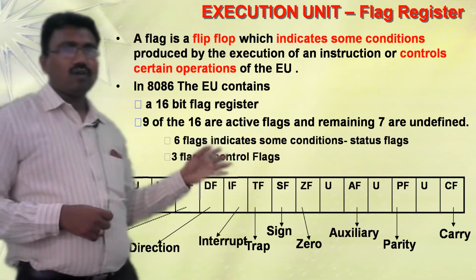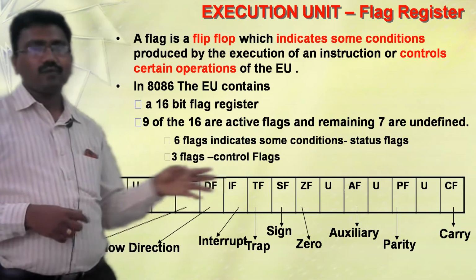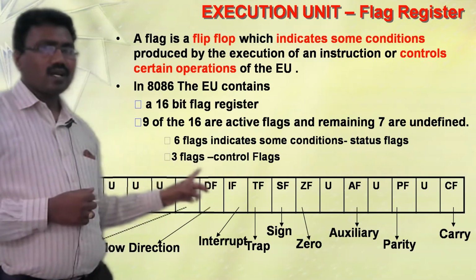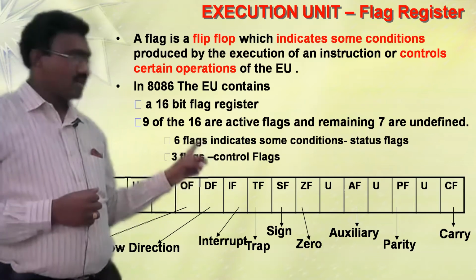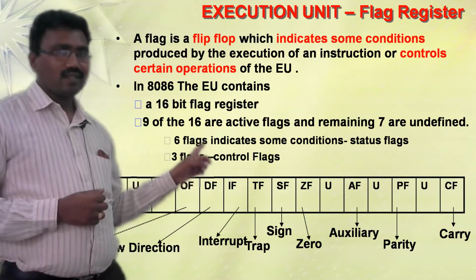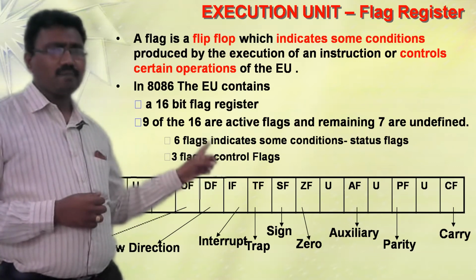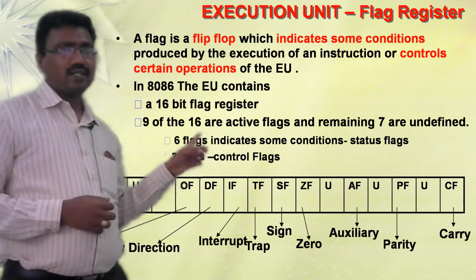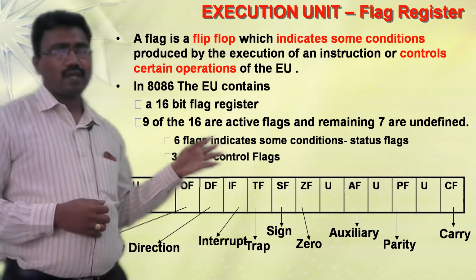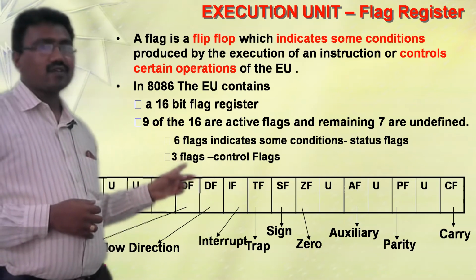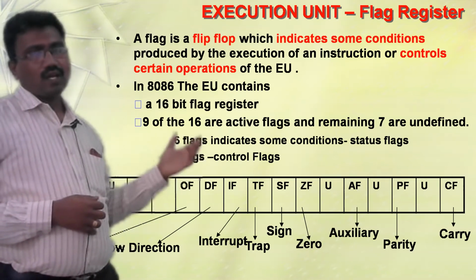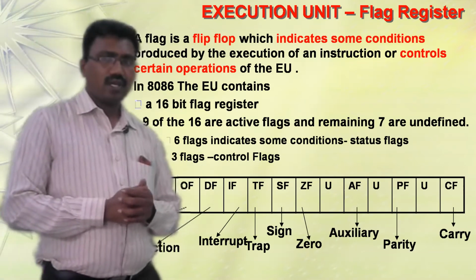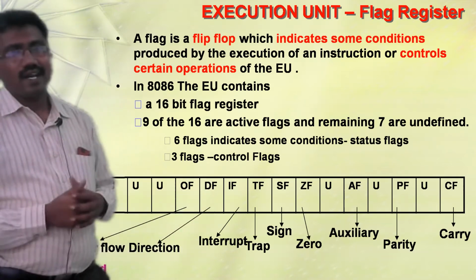Out of the 9 flags, the total is again divided into 2 categories. What are the 2 categories? 6 condition code flags and 3 control flags. The 6 condition code flags are status flags. These flags are set or cleared based on the recent ALU results. These results provide the conditions. And what about the remaining 3 flags? Control flags. Control flags control the CPU operations.